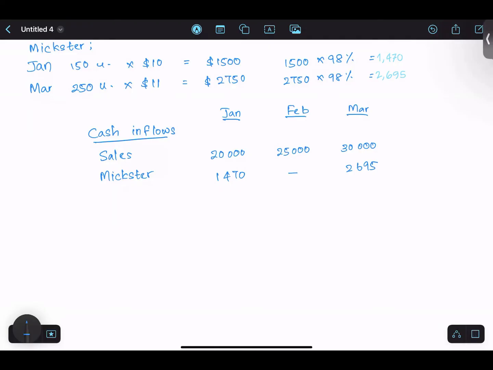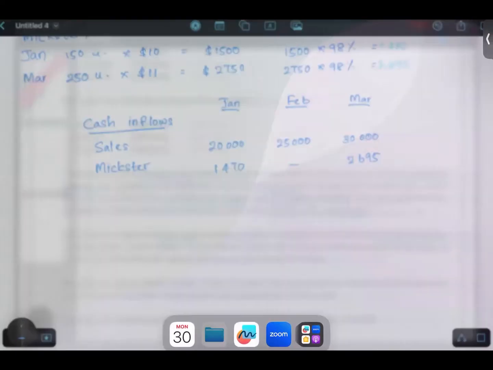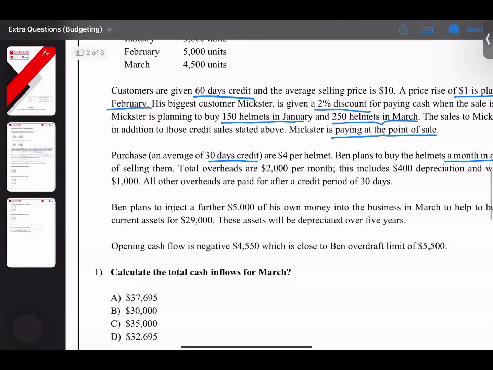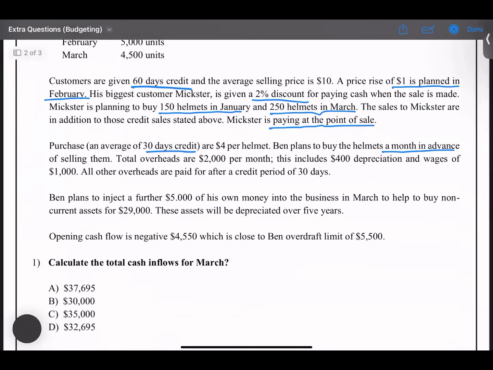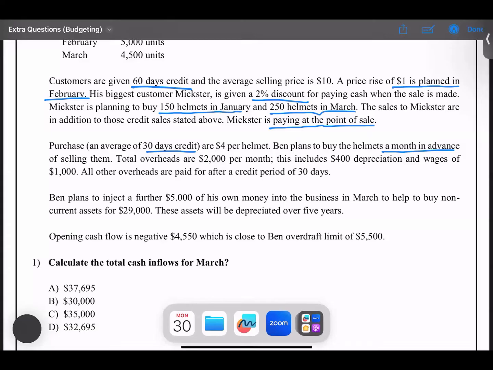Now let's look at the information on purchases. Purchases are on an average of 30 days credit, at $4 per helmet. Ben plans to buy the helmets a month in advance of selling them. So understand, people, understand.